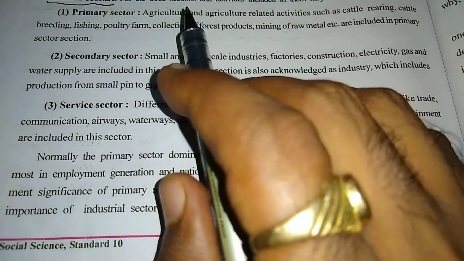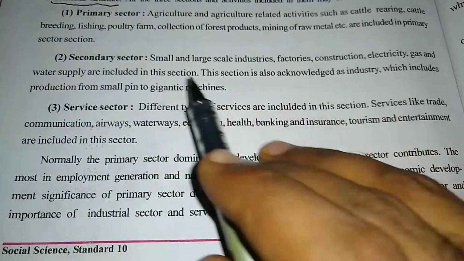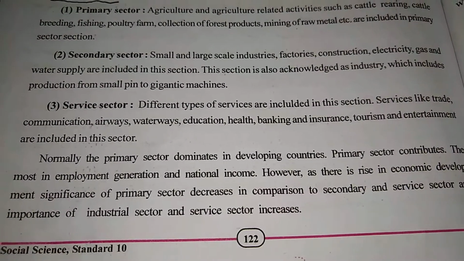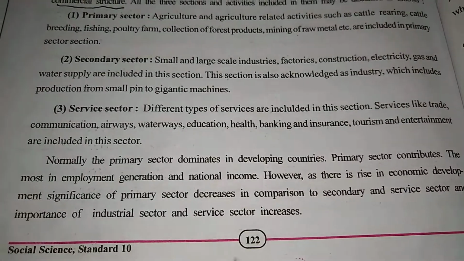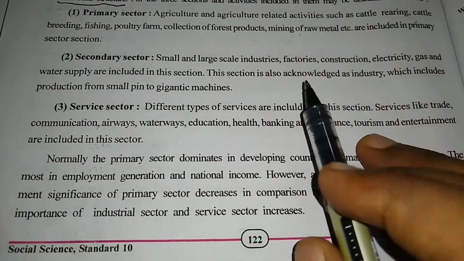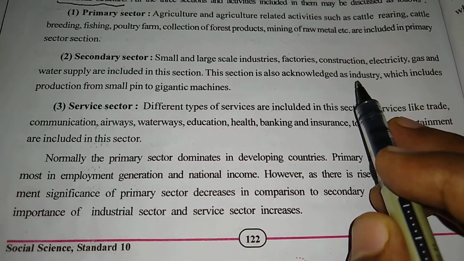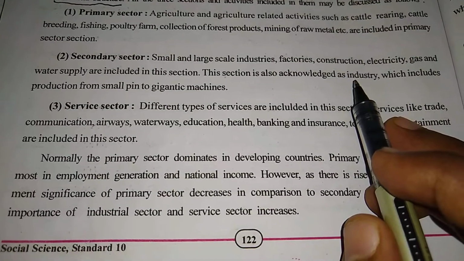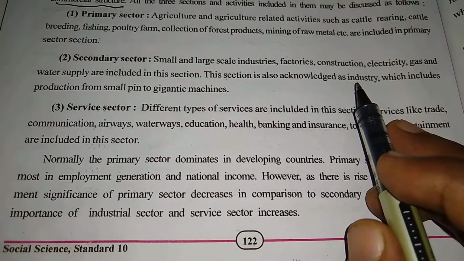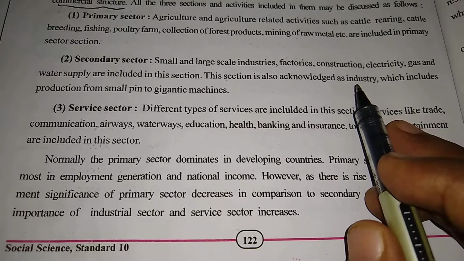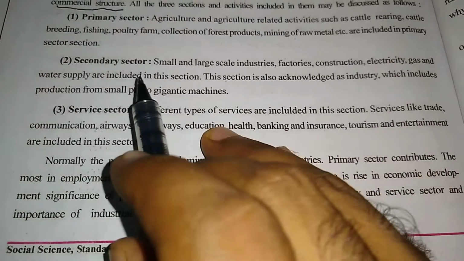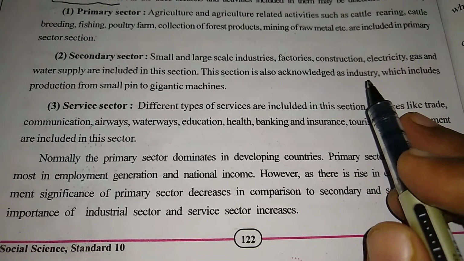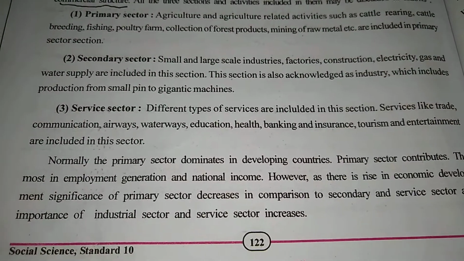So whatever you obtain from the primary sector, in the secondary sector you provide the facility of production, means you start production. Because you produce, it is acknowledged as industry. So all the industries come under the secondary sector. All the factories, construction, electricity, gas, and water supply come under the secondary sector because they all relate with the word production and they are all acknowledged as industry.